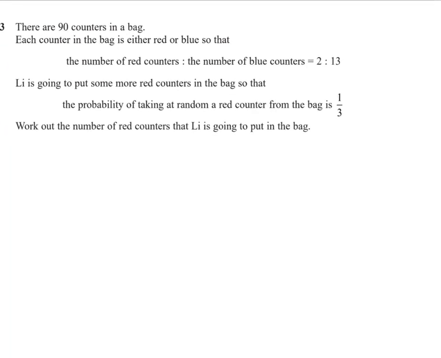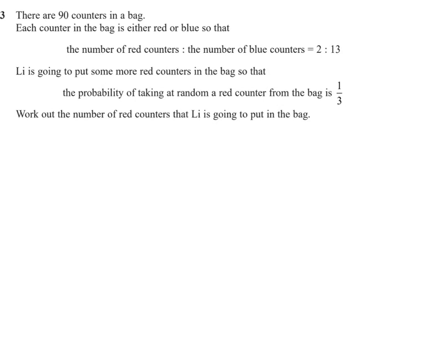Okay, there are 90 counters in a bag. Each counter in the bag is either red or blue. So the number of red counters and the number of blue counters is 2 to 13. So divide it in the ratio 2 to 13.